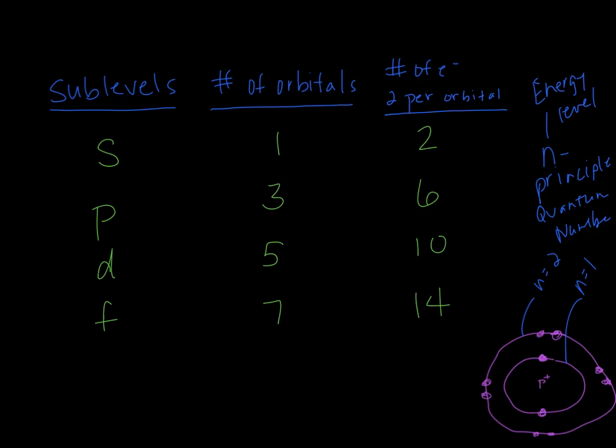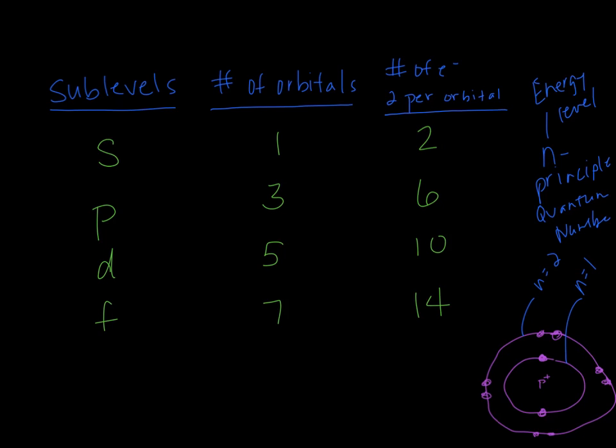Alright, so we have S, P, D, F, and they increase the number of orbitals by odd numbers, 1, 3, 5, and 7, and you multiply those by 2 to get how many electrons can go in each one of those. Alright, so what does that have to do with n?